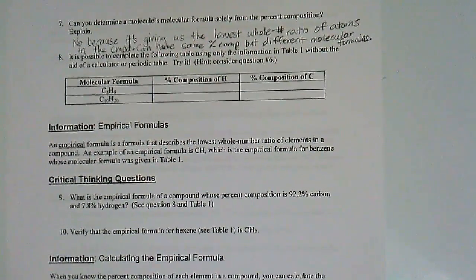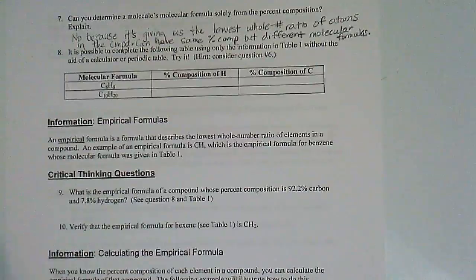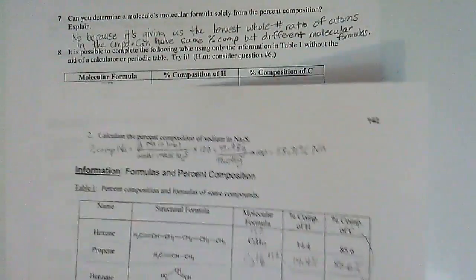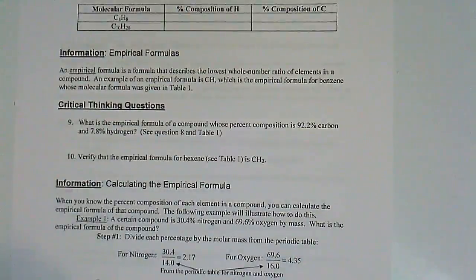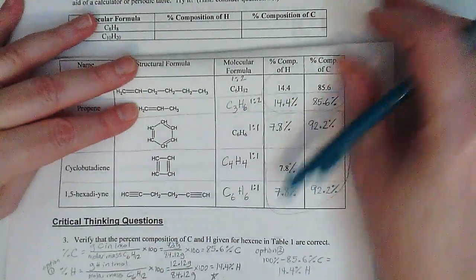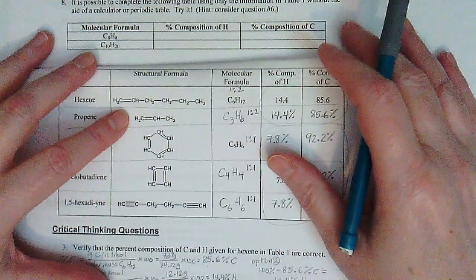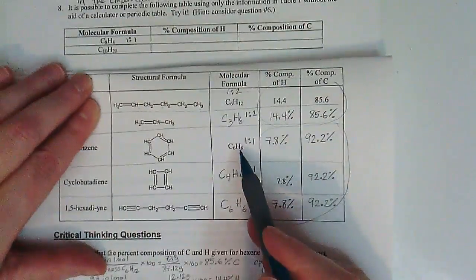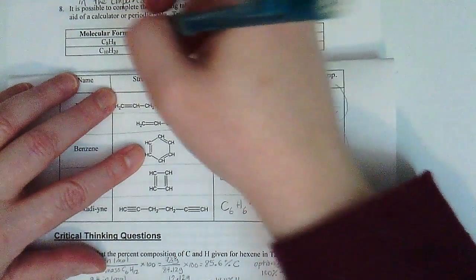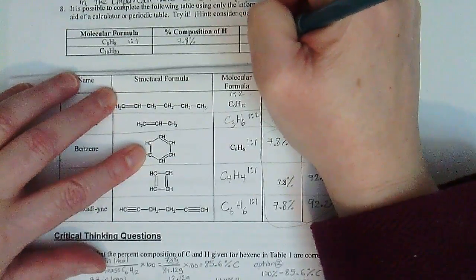Number 8, is it possible to complete the following table using only the information in Table 1 without the aid of a calculator or periodic table? Try it. Hint, consider question number 6. So this is saying, can I use this table to complete this? So notice my molecular formula is C8H8, right? This is a ratio of 1 to 1. And what do we know about all the 1-to-1 ratios? The percent composition of hydrogen was always 7.8%, and carbon was 92.2%.